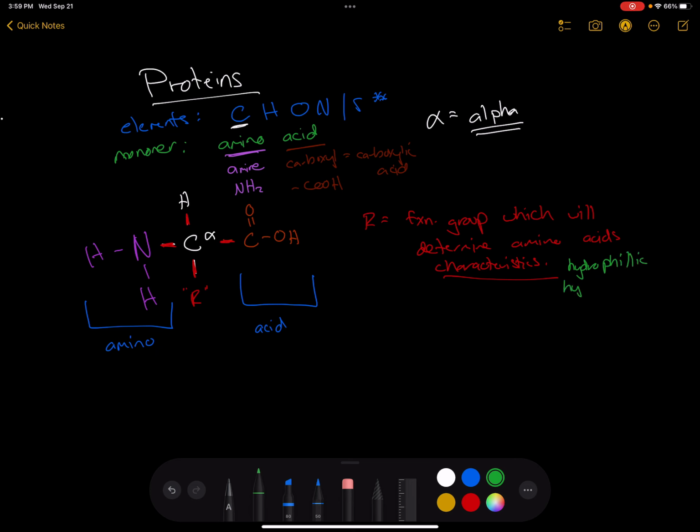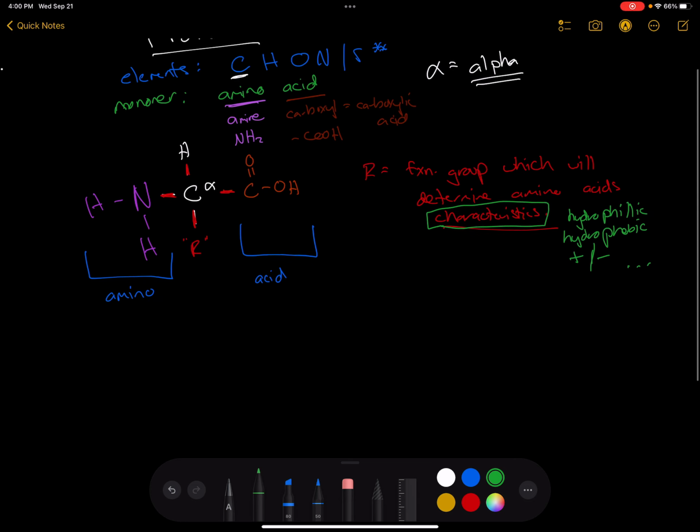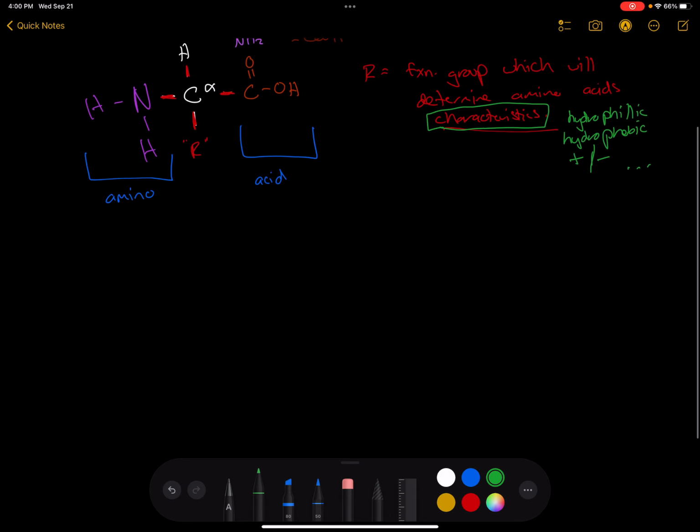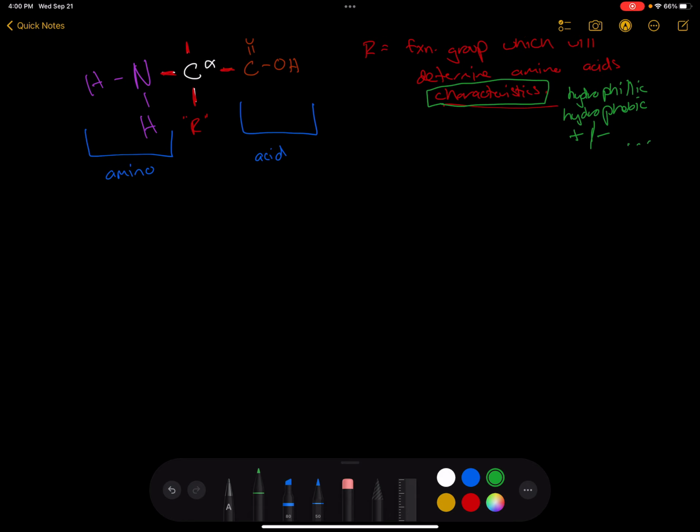Sometimes they can be hydrophobic. Sometimes they can have a positive charge. Sometimes they can have a negative charge. Sometimes they are nonpolar and polar, and the list goes on. And we'll need to know these characteristics to help us determine how a protein folds later on. But first, let's start building a protein using these amino acids.